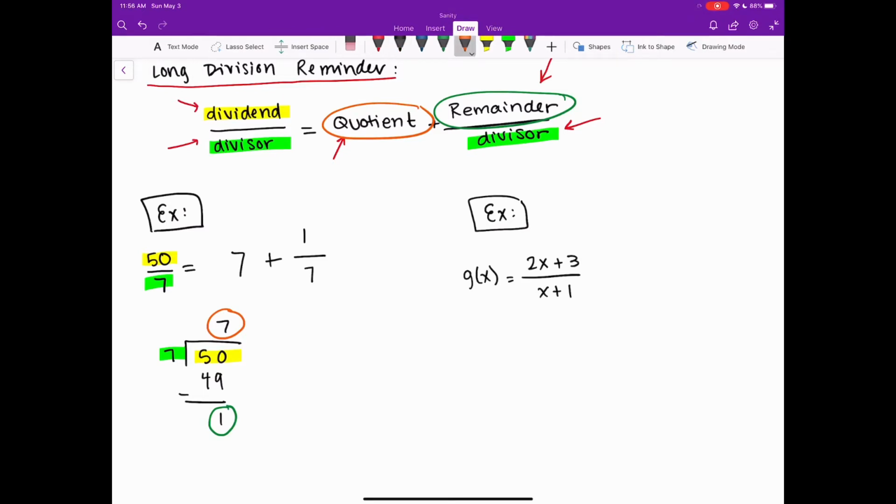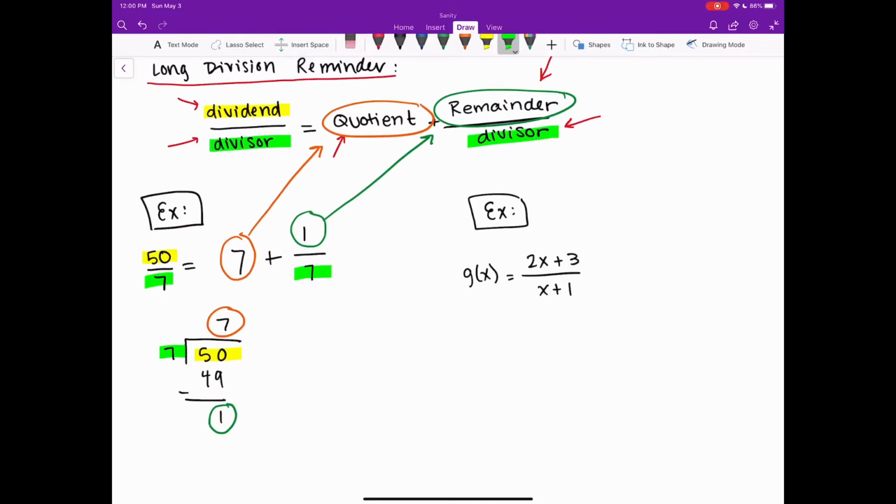Take a second. I'm going to color coordinate that so we all see. Here's my quotient of 7, my remainder of 1 being put over my divisor again. And if you do 50 divided by 7, you'll get 7 1/7 on your calculator. Alrighty, so we're going to start looking at how this applies to long division with some polynomials.